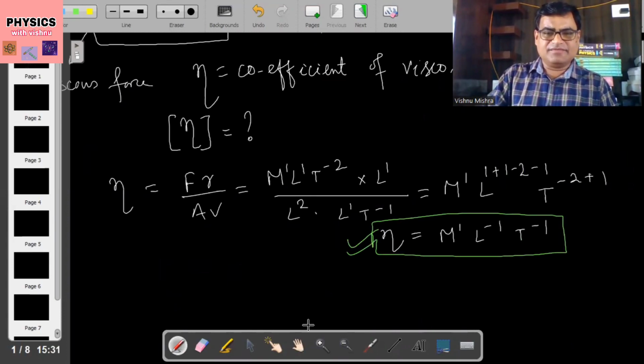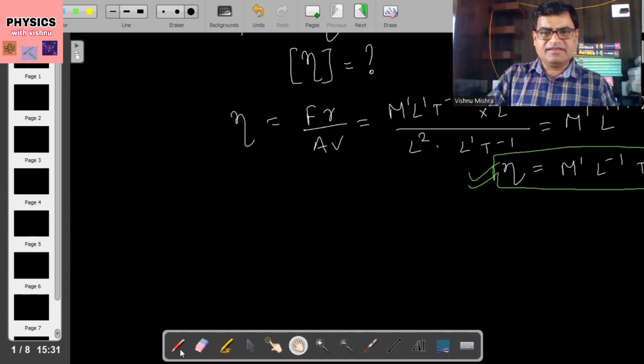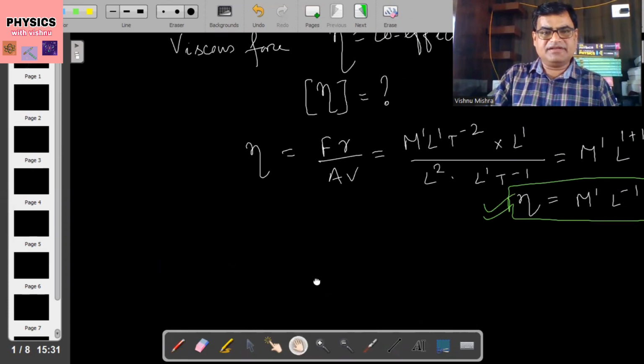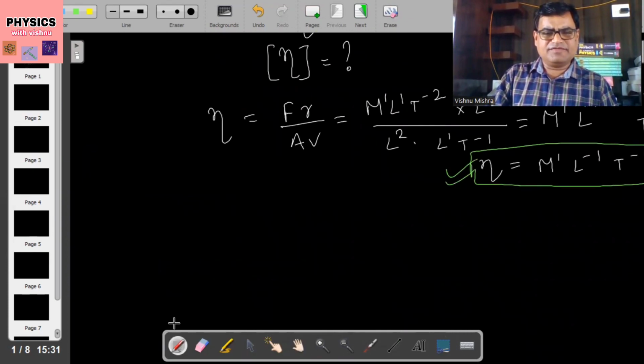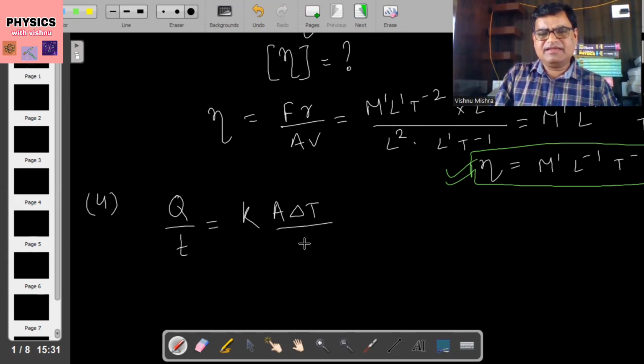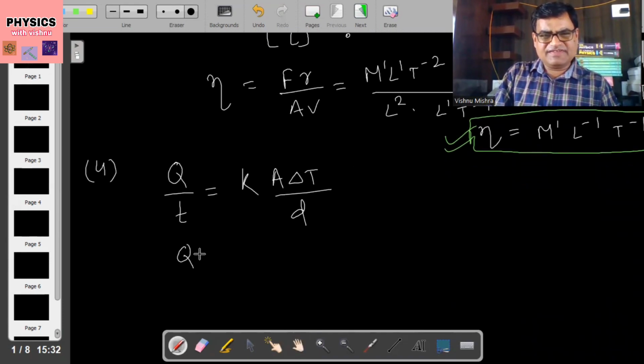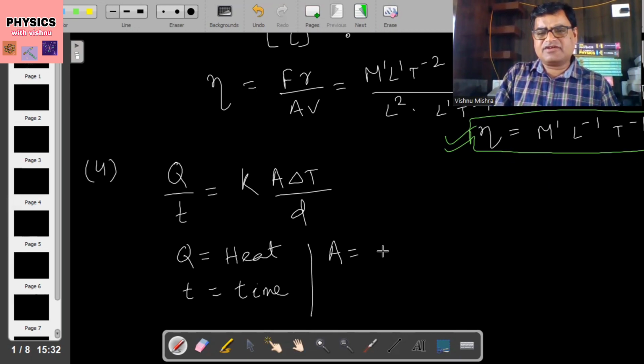So next formula I will say. Many more formulae are there. Number 4th formula, I am writing here: Q by T is equal to K A del T divided by D. Write down where Q is the heat, not charge. T is the time. A is the area of cross section, or you can write this as area. D is the distance.